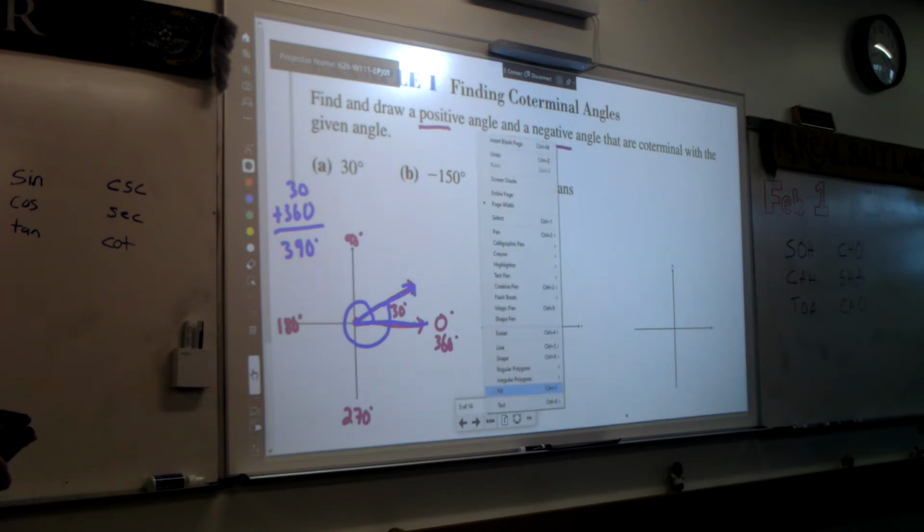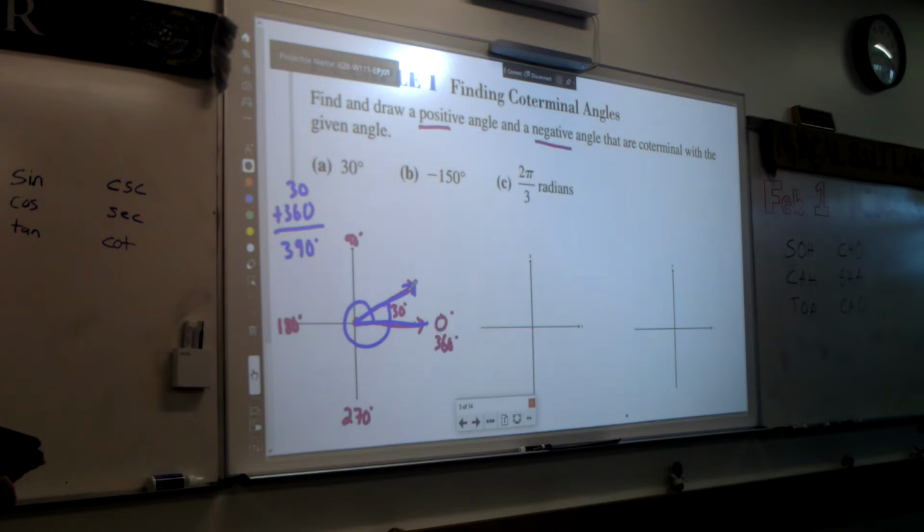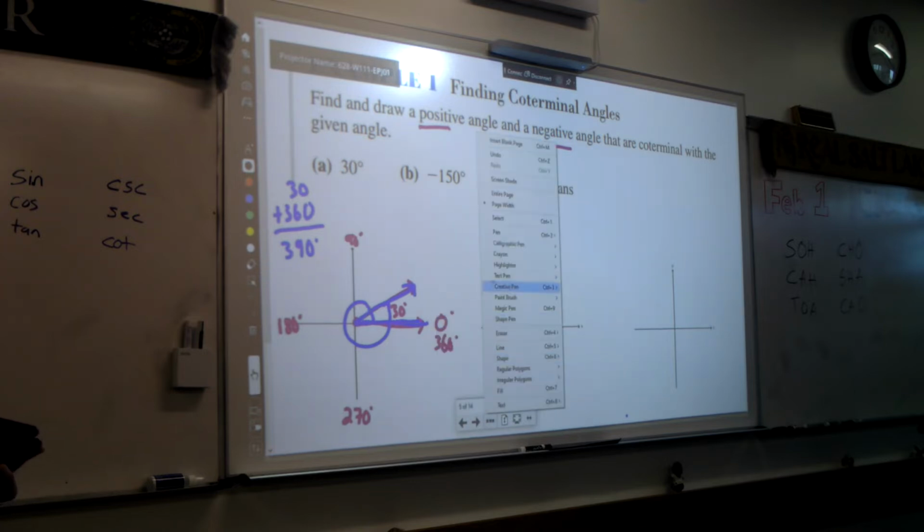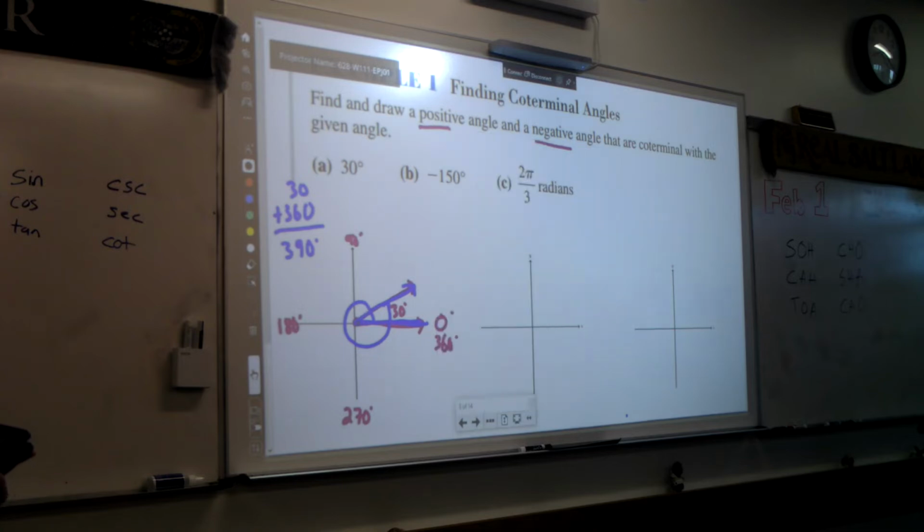Well, now, how would I get a negative angle? Let's draw it first. It's easier to think of it drawing first. So in that case, instead of going counterclockwise, we would go clockwise and land on it. Now, is that green angle one full rotation? How short is it of a rotation? So what I'm going to do is take my 30-degree angle and now subtract 360, which gives me a negative 330. And what I have just made is a positive and negative coterminal angle.